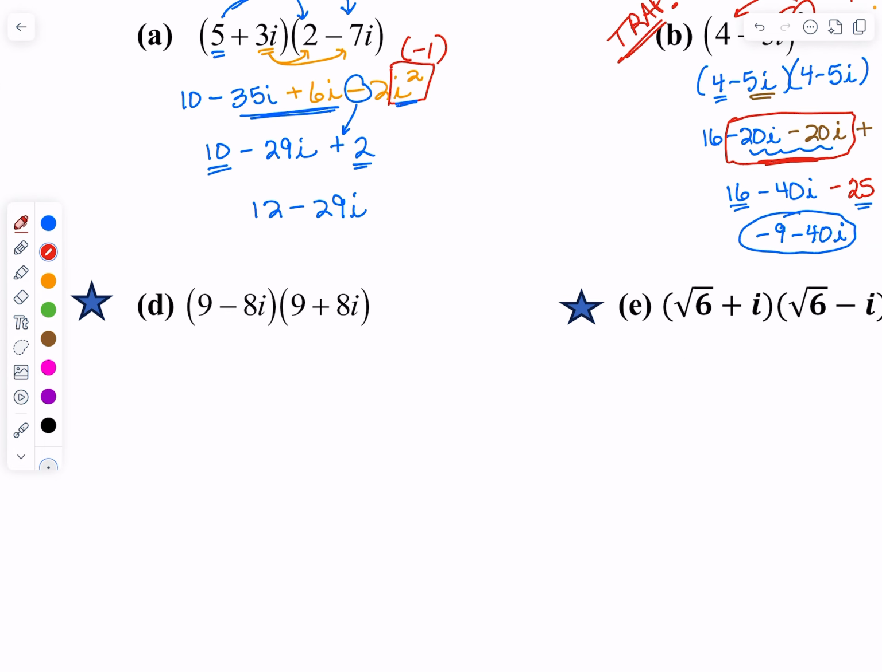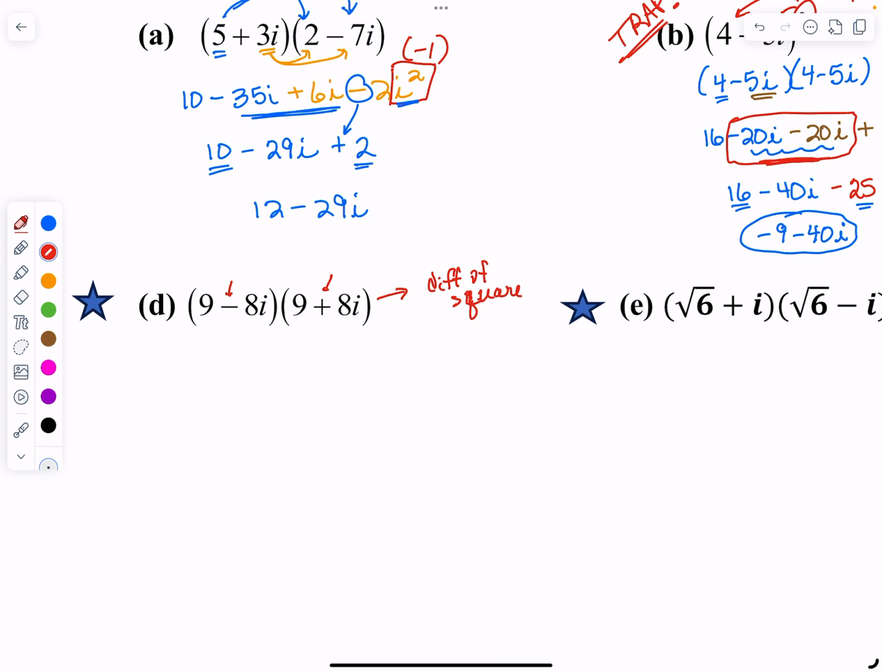All right, when I distribute this one, you might notice this is called a difference of squares, because they're exactly the same, except one's a plus and one is a minus. So when I distribute that, I'm going to get 81. Let's distribute the 9 first. So I get 81 plus 72i. And then when I distribute the -8i, I'm going to get -72i minus 64i squared.